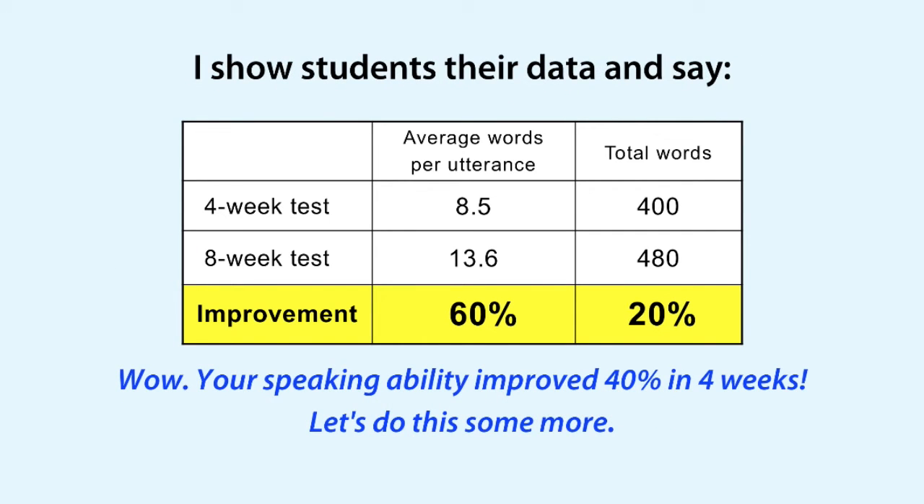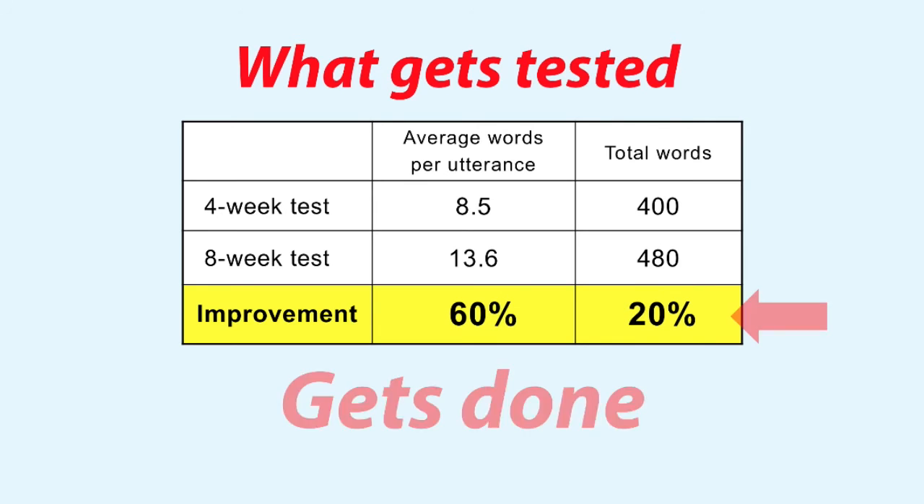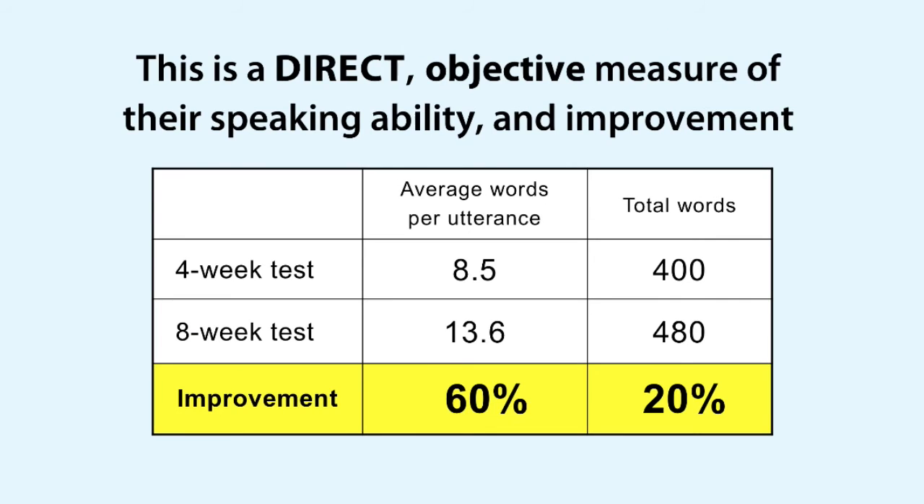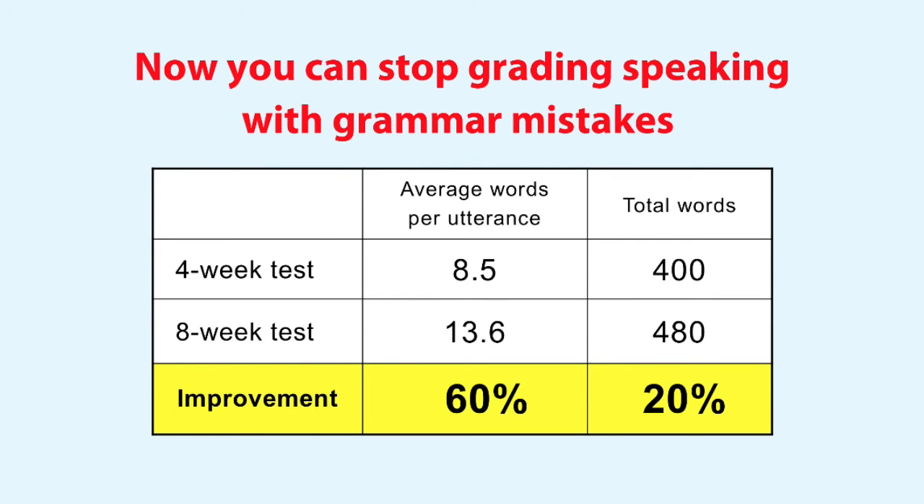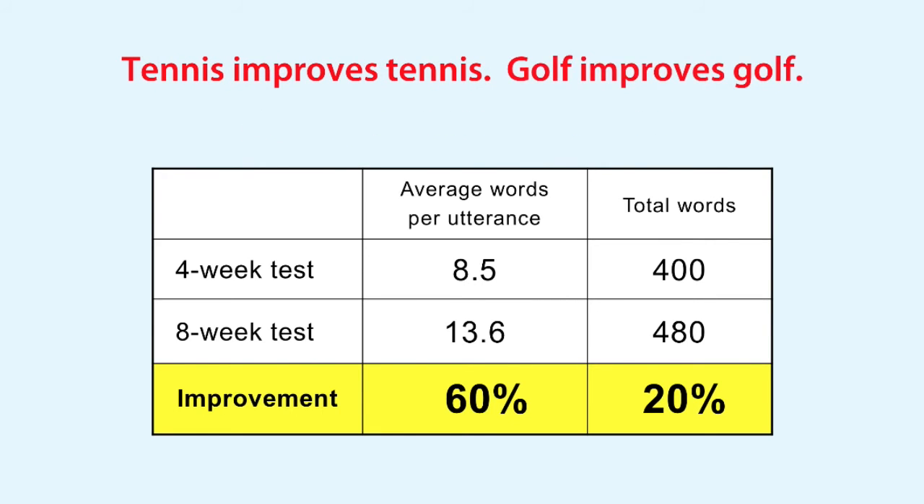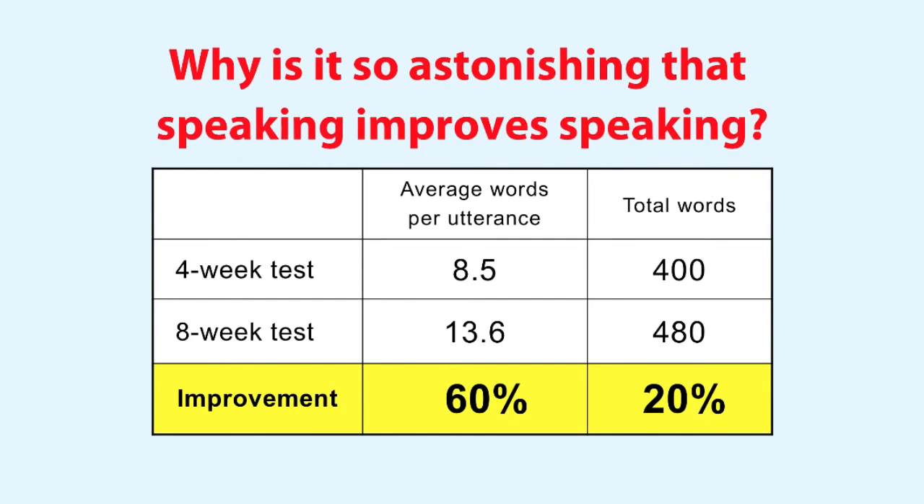I show students their data and say, wow, your speaking ability improved 40% in 4 weeks. Let's do this some more. What gets tested gets done. This is a direct, objective measure of their speaking ability and improvement. Now you can stop grading speaking with grammar mistakes. Tennis improves tennis, golf improves golf, piano improves piano. Why is it so astonishing that speaking improves speaking?